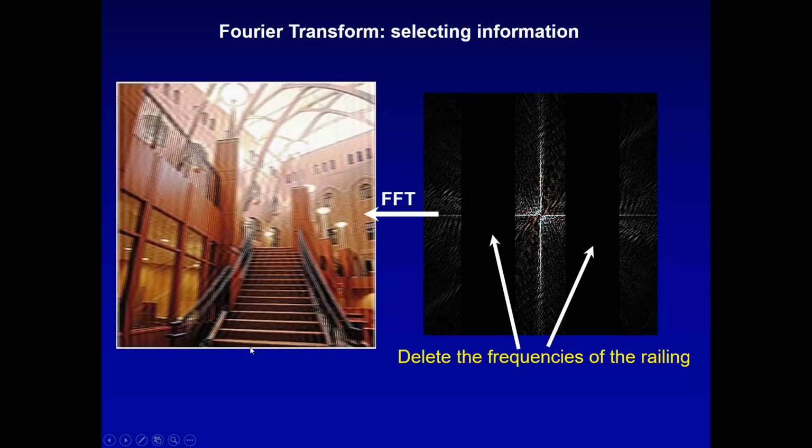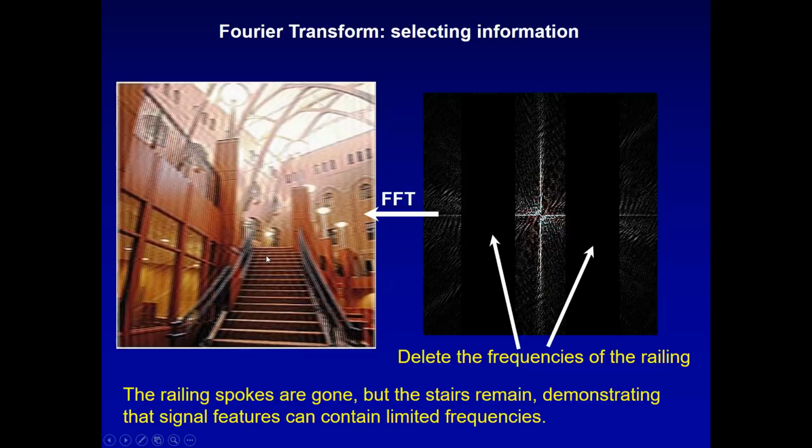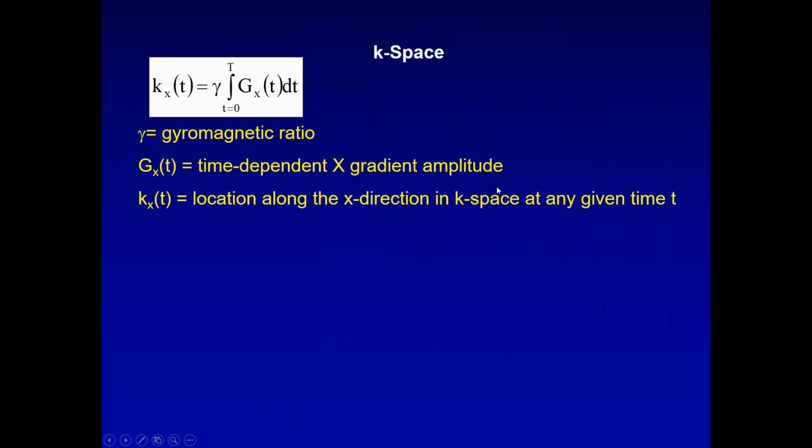See here, the x-axis of the picture, and this looks like it has a slope. But it's mostly horizontal. It's vertical objects that are primarily affected. You could do this exercise for the stairs too if you wanted. So the railing spokes are gone, the stairs remain. So we're showing that the signal features contain limited frequencies.